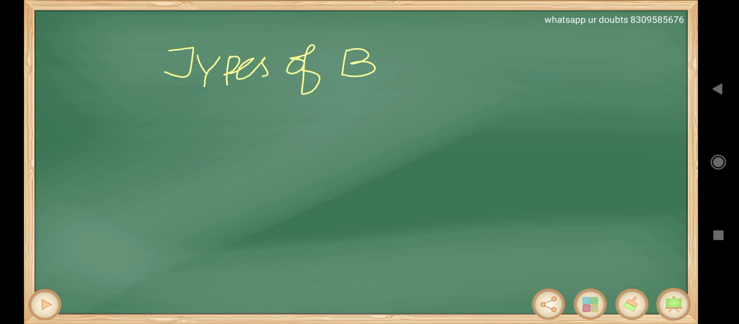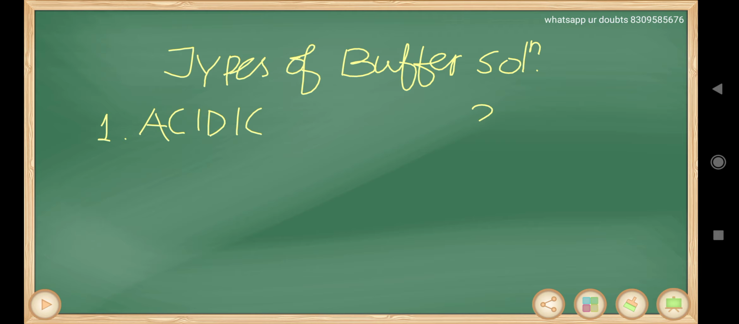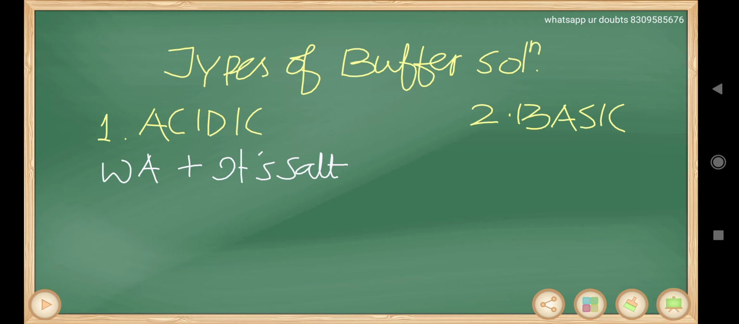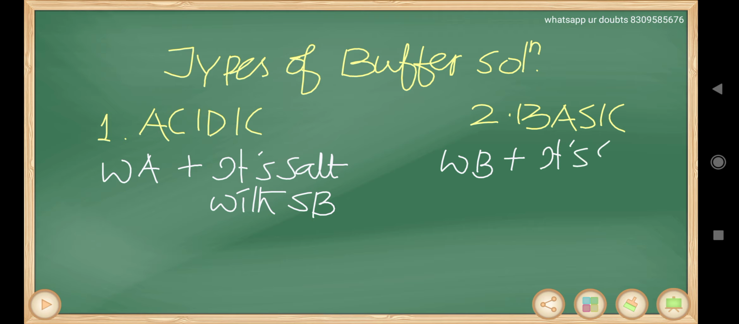Types of buffer solutions. The first one is acidic buffer. The second one is basic buffer. Acidic buffer means it is made up of a weak acid and its salt with a strong base. Basic buffer means a weak base and its salt with a strong acid.